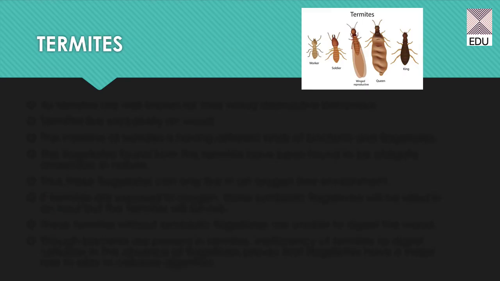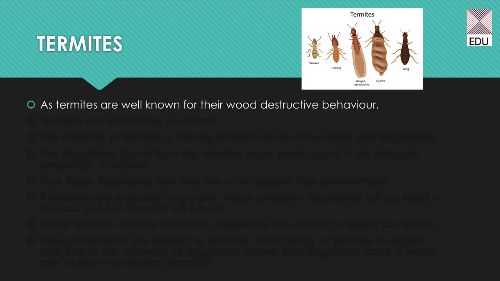Now the case of termites. Termites are known for their wood loving behavior. They are eating wood like anything, and they are taking in lots and lots of cellulose, and they are digesting it. Now we have to see how the termites can digest this cellulose. Termites are well known for their wood destructive behavior. Termites live exclusively on wood.